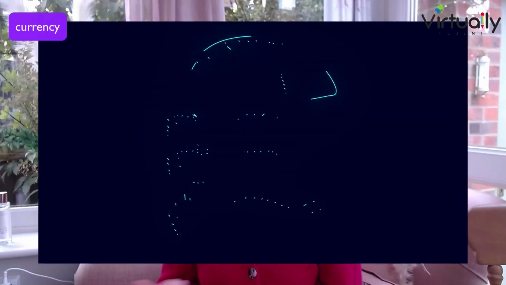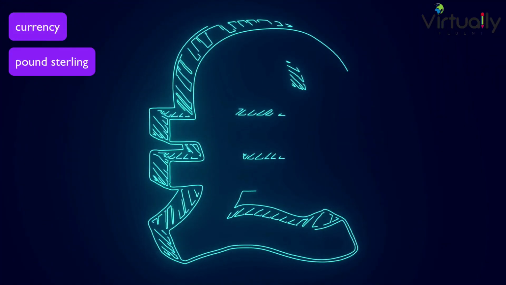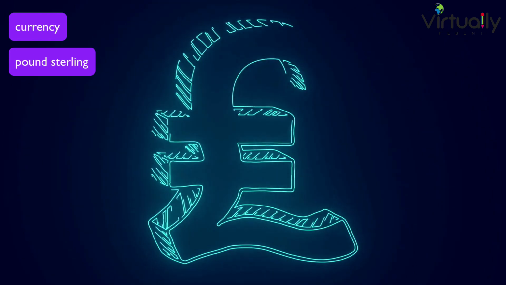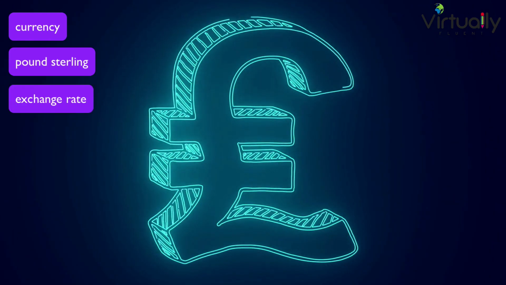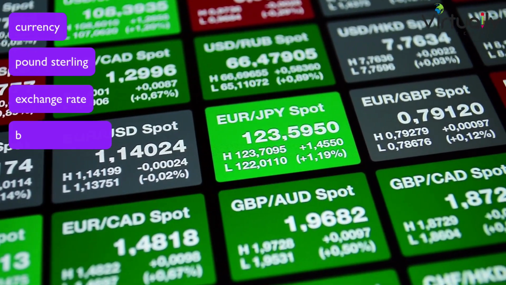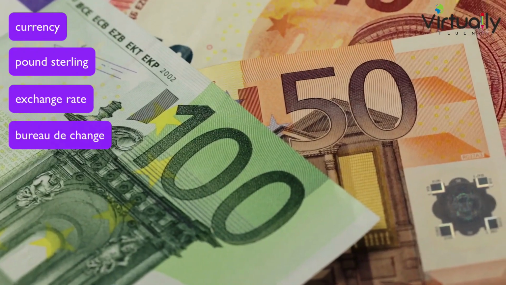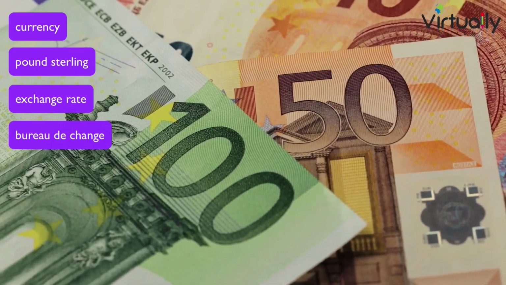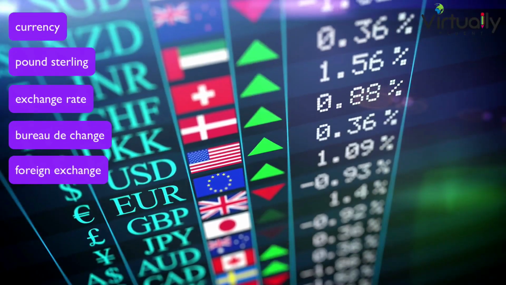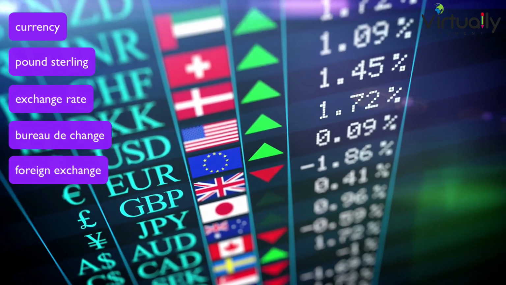Now, every country tends to have their own currency. Here in the UK, we have the GBP, the Great British Pound, the pound sterling, and you would need to check the exchange rate, so the value of your own currency into a different currency. You can go to these bureaus to exchange the money from one currency to another. When you're working in a different currency or transferring or dealing with that, that would then be foreign exchange.